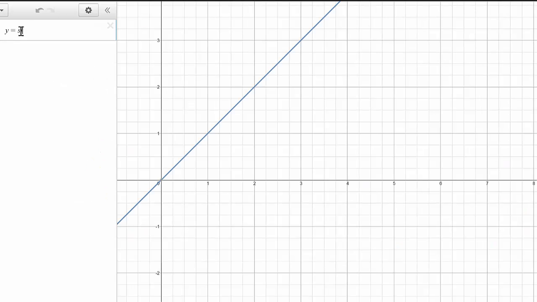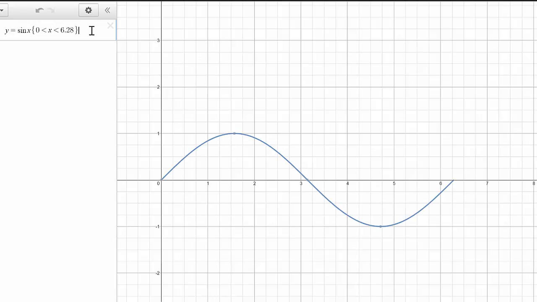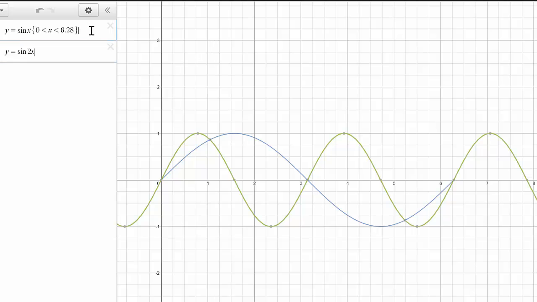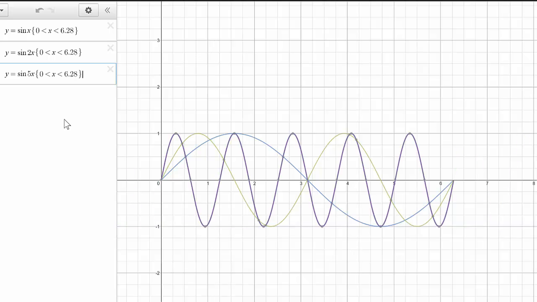Alright, so that was a little messy, so we're going to clean it up and use Desmos so that it looks nice. Computer can do better than I can. Alright, so there's our regular sine graph from 0 to 2 pi. Notice 6.28 is 2 pi. And green there, that's where we get the 2x. And then in purple, that's where we get the 5x.